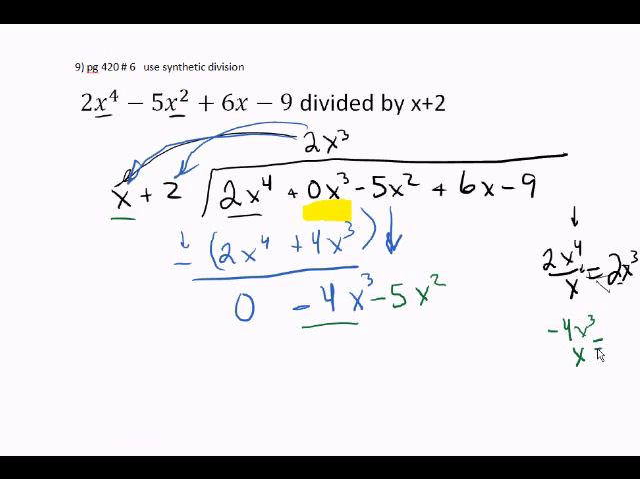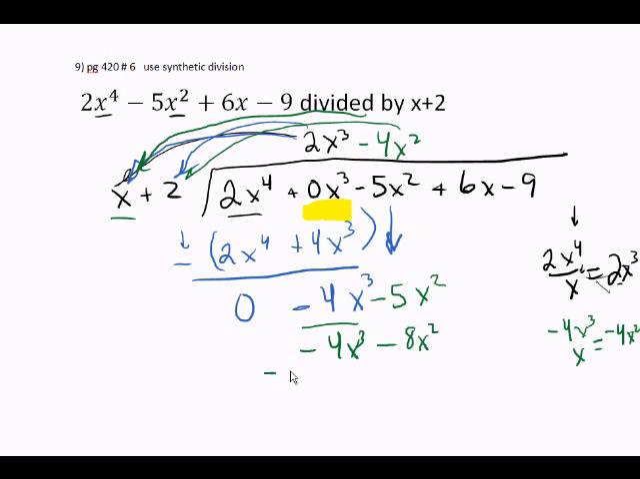So we brought everything down. Now we're going to find this. We have a negative 4x to the third, and we're going to see how many times x goes into it. And what's the answer? Yes. And I'm going to put it in the x squared column, negative 4x squared. And then we're going to go through the multiplication. Negative 4x squared times x is a negative 4x to the third. Negative 4x squared times 2 is a negative 8x squared.